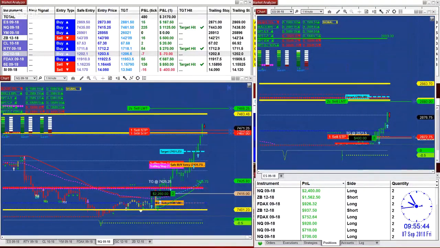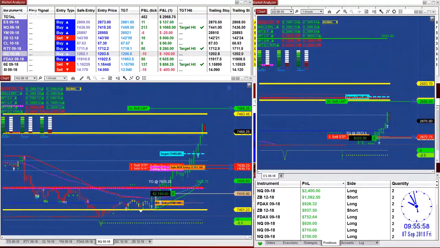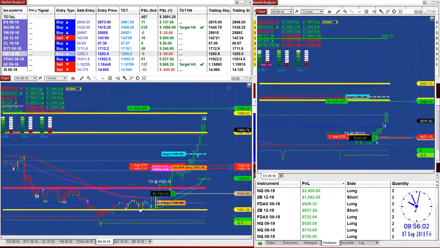ES 2880 is a very reasonable target on the ES. It's not gonna go above the... Let me pull those back a little bit. The ES target at 2880 is a very reasonable exit time on this one here.